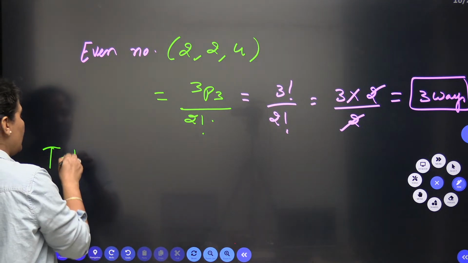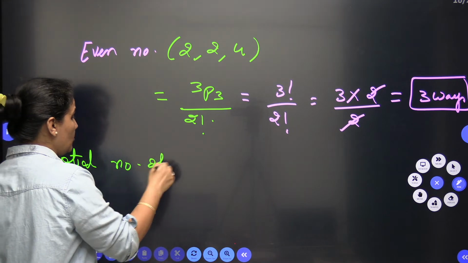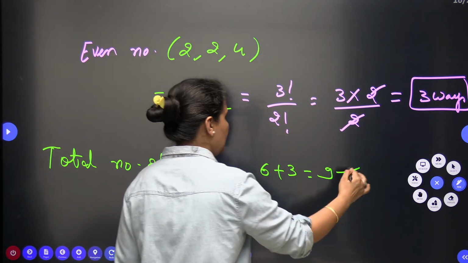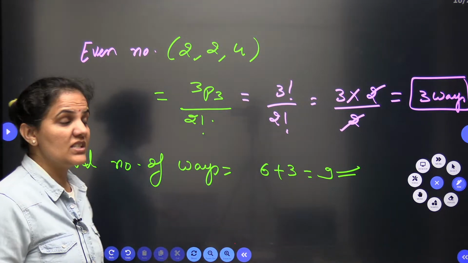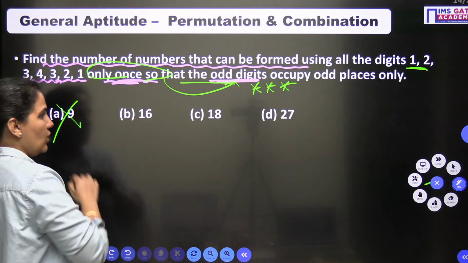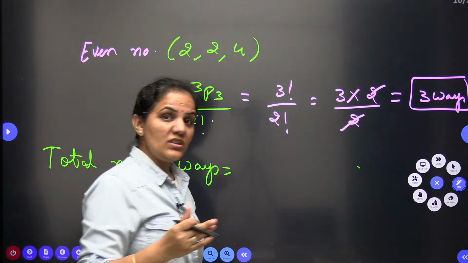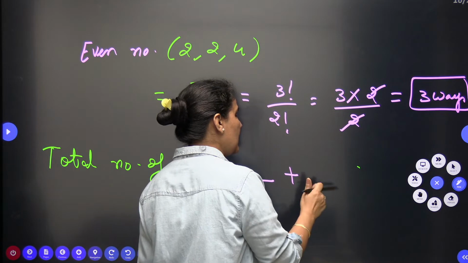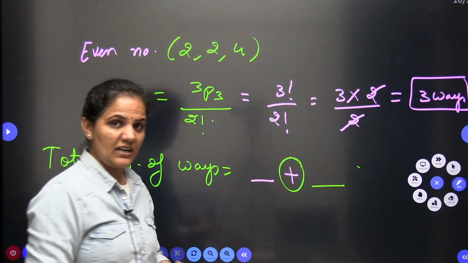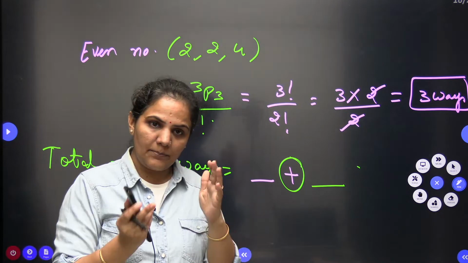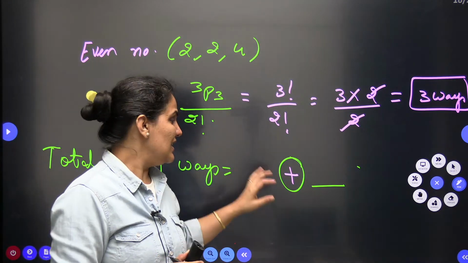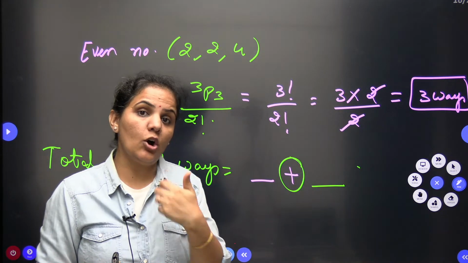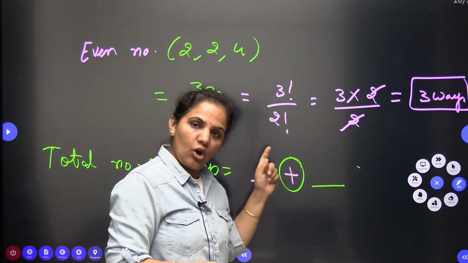So what will the total number of ways be? Now many students will do this: 6 plus 3, 9, and they will be very happy that they are doing it right. No, this is absolutely wrong. 9 will not be the answer. Why? Because, just try to understand this thing: when we put a plus in between any 2 events, in probability and permutation and combination, the meaning of plus is either this is possible or this is possible. But I am asking about the options, so either this one is possible or this one is possible.